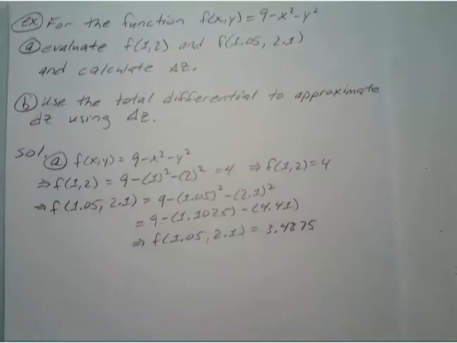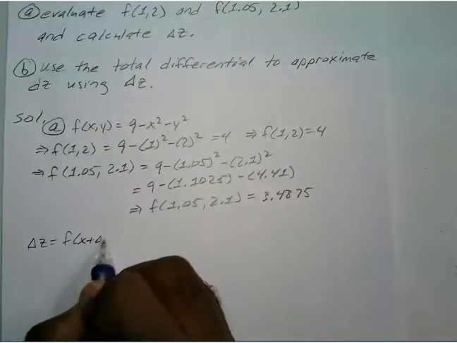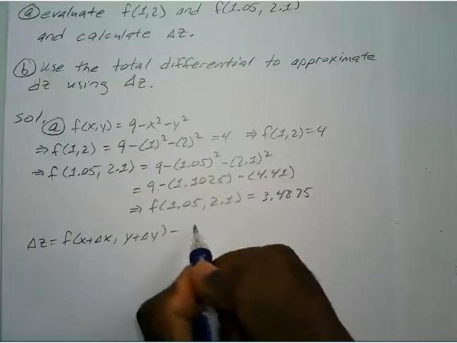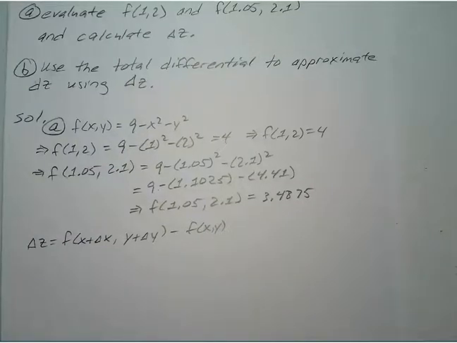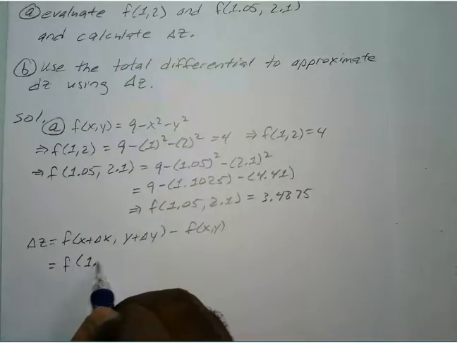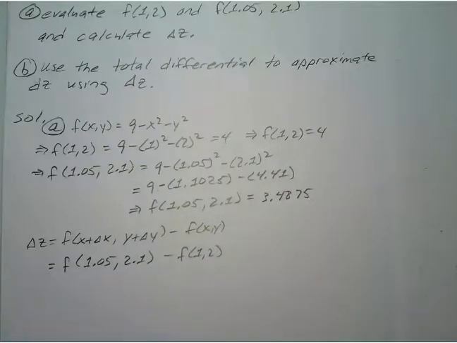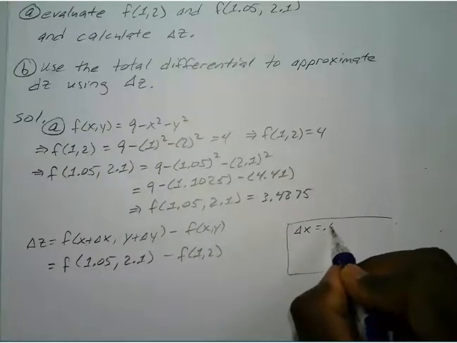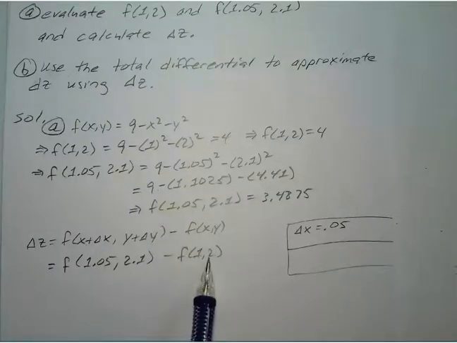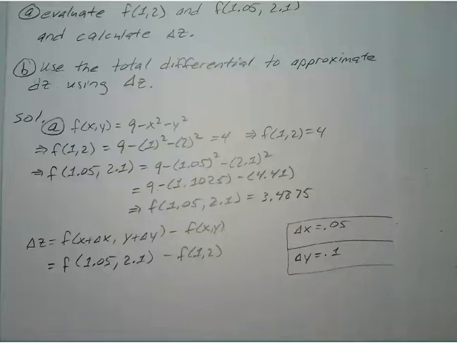Okay, so moving on up, we know that our delta z is equal to f of x plus delta x, y plus delta y, minus f of x, y. So that means you have f at 1.05, 2.1, minus f at 1, 2. Okay. So what does that tell us? That tells us that the difference between x and x plus delta x, you have 1 and 1.05. So delta x equals 0.05. And y plus delta y, you have 2 and 2.1. So delta y equals 0.1. Okay, that's going to come in very handy.